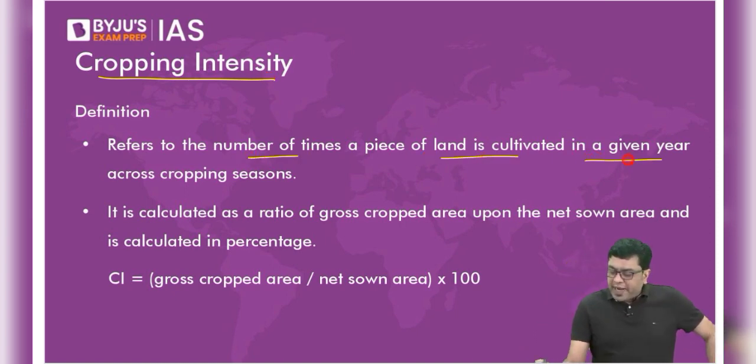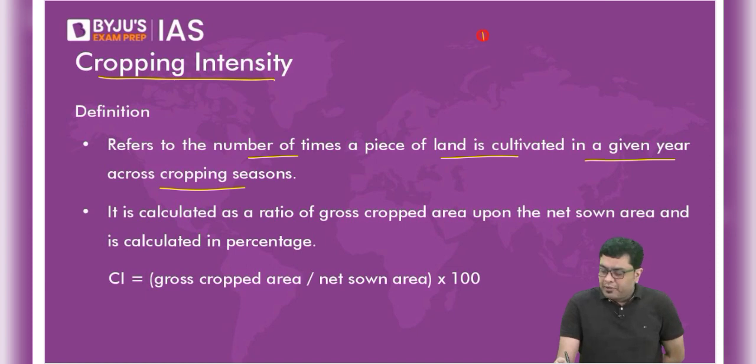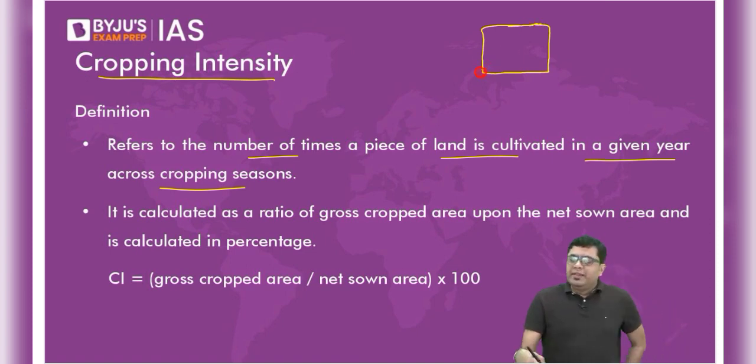So the number of times a piece of land is cultivated in a given year across cropping seasons, because we do know that in certain cases of farming practices that we observe, a farmland might be utilized only once and after that left fallow and barren for the rest of the year. As the crop is harvested, you don't grow any crop. But in many of the farmlands, after you harvest one crop, then you plant another crop. After you harvest that crop, then you plant the third crop, and this process continues. So that is where a farmland can be utilized multiple times within one calendar year. And that is reflected by cropping intensity.